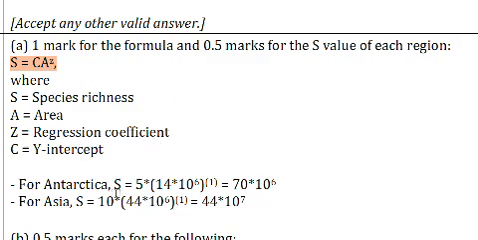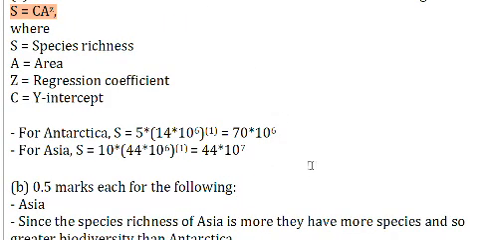So just apply the values here for Antarctica and for Asia from the table, and you will get the answer. So which continent is having a greater species richness? Here you can see Asia has a higher value, that is 440 × 10^6 or 44 × 10^7, whereas here it is only 70 × 10^6. The more the S value, the more the species diversity. So Asia will have more, since the species richness of Asia is more, as it has more species, and so greater biodiversity than Antarctica.